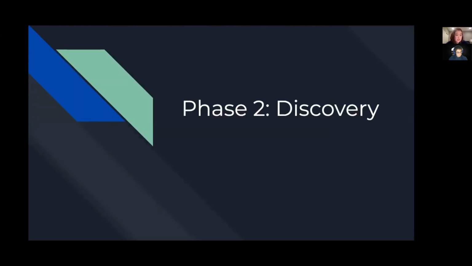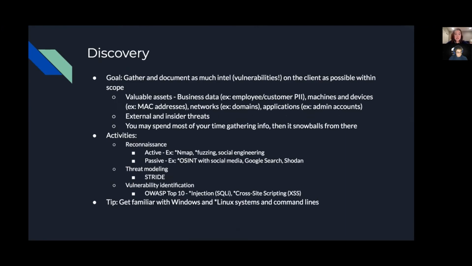The second phase is discovery. In the discovery phase, you'll likely spend as much as 75% of your engagement gathering and documenting as much info about the client as possible within the scope defined. Intel to search for includes valuable assets like employee and customer data, MAC addresses of devices, domains, and admin accounts. Threat modeling can help you consider threats the client may face, such as competitors, as well as find OWASP top 10 vulnerabilities like SQL injection and cross-site scripting, which will be covered in future workshops.